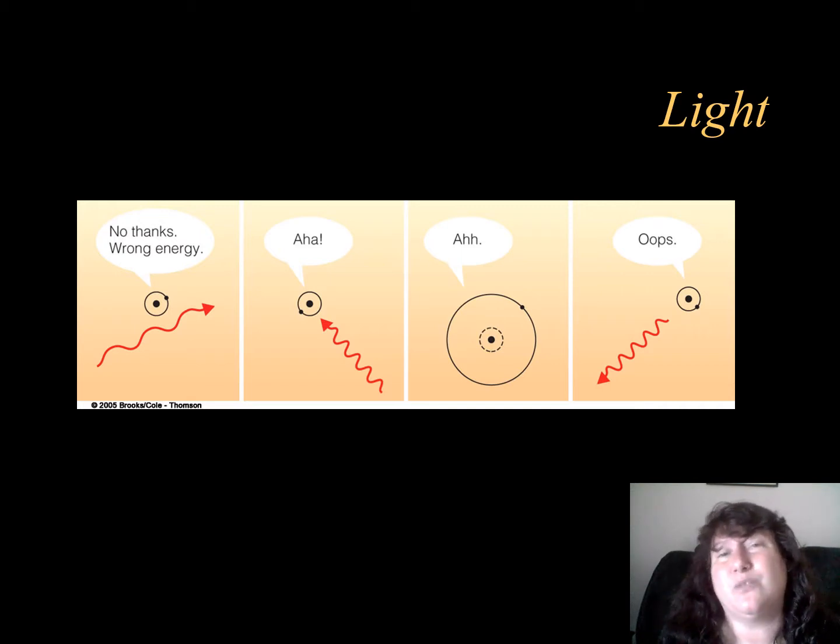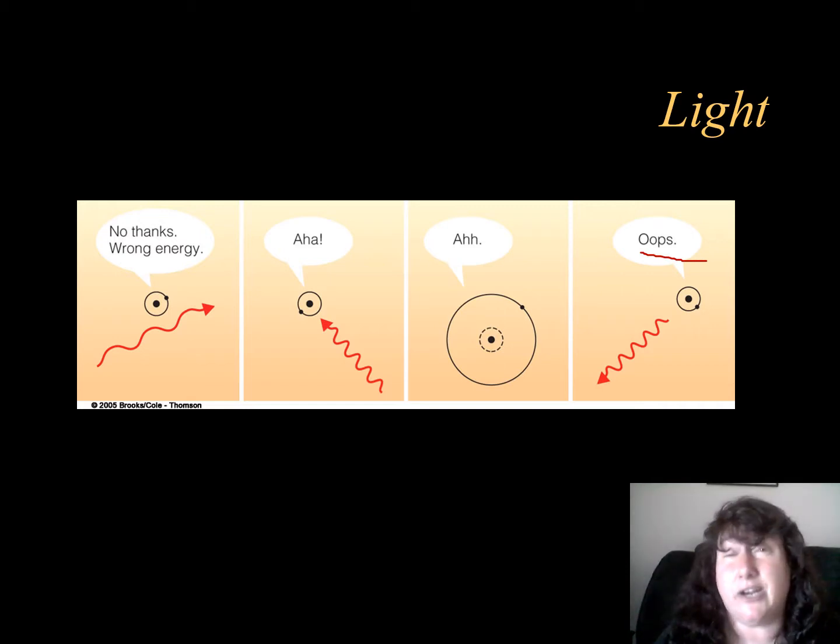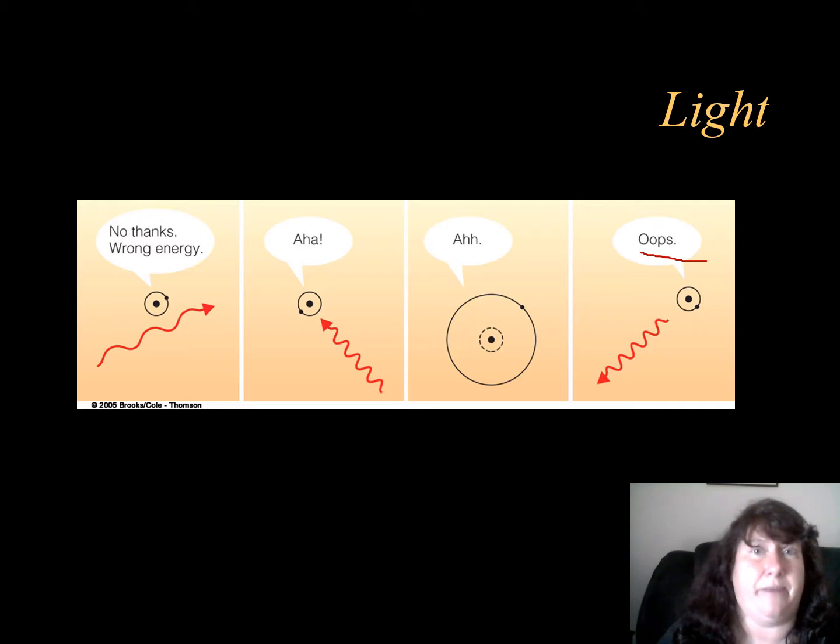Notice what happens when that electron drops back down in the last slide here. You'll see it says, oops. Basically, what's happening is the electron is dropping back down to the ground state, releasing that energy. Notice, though, the direction of the light. It's not going in the same direction that it came in. This is what we call scattering.